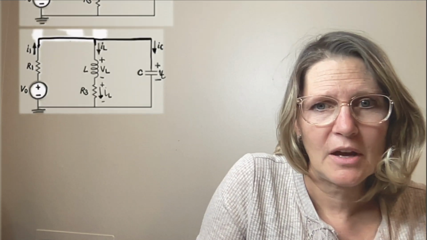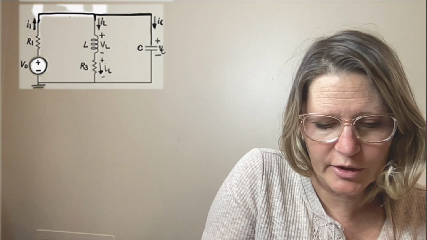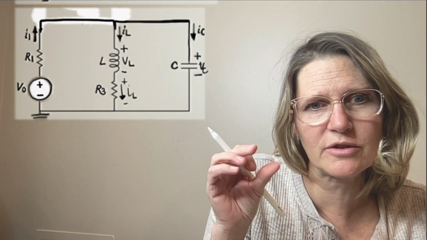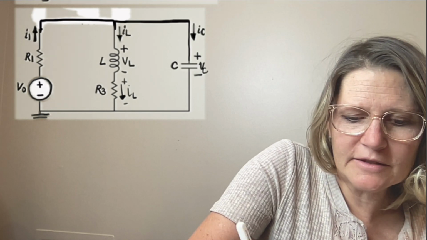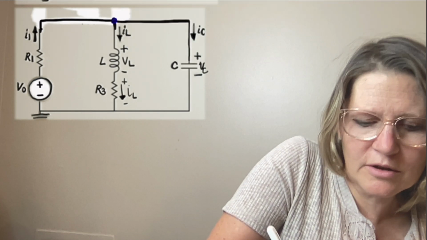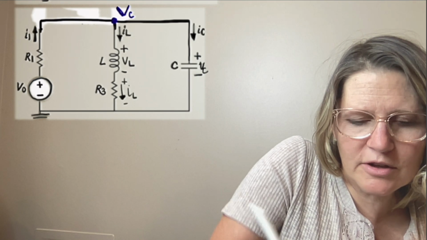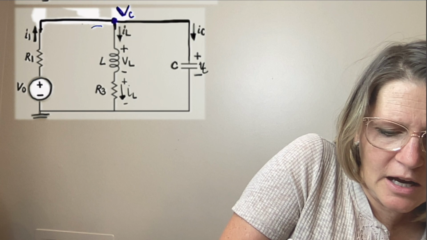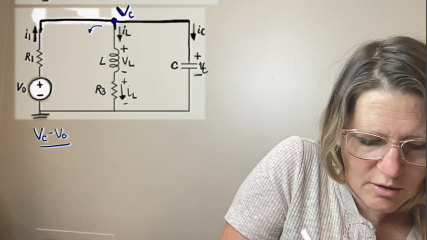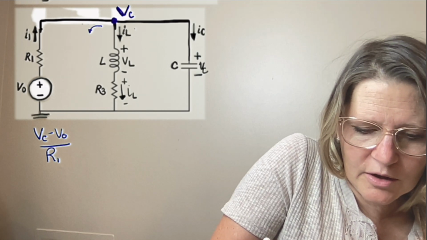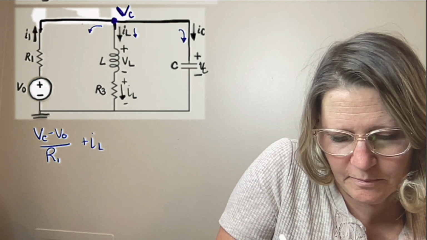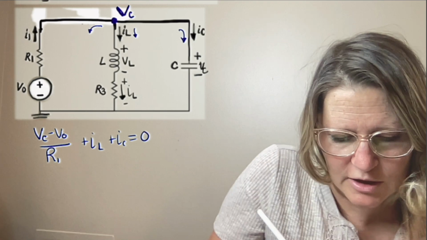In this circuit, as you all know, I like to do node voltage. Notice that VC, which is the voltage across the capacitor, is the same as the voltage at this node, so I can call this node VC. Then the current in this branch is going to be VC minus V naught over R1. The current in this branch is just IL, and the current in this branch will be IC. So there's my node voltage equation.